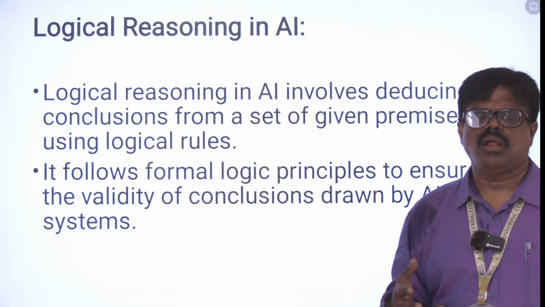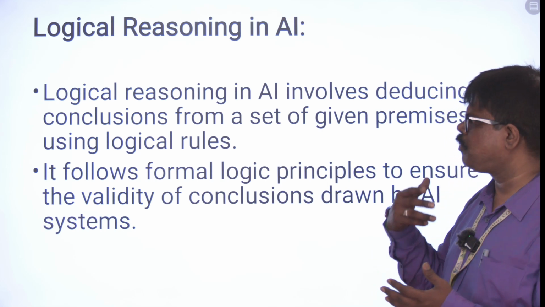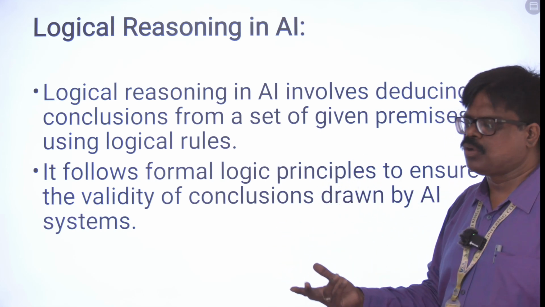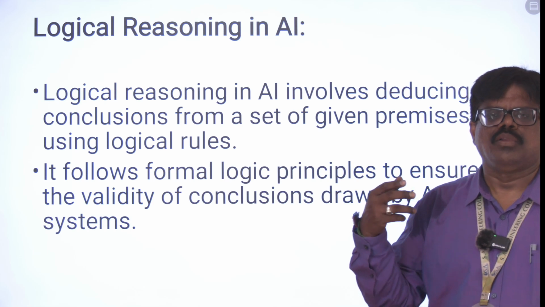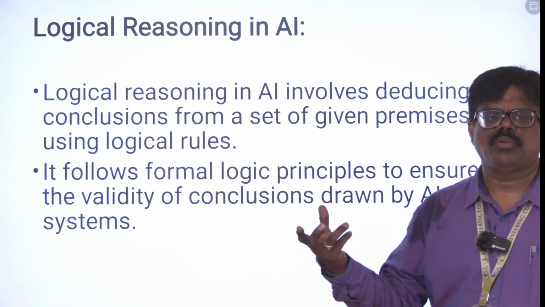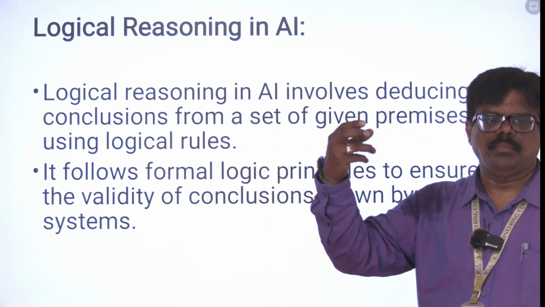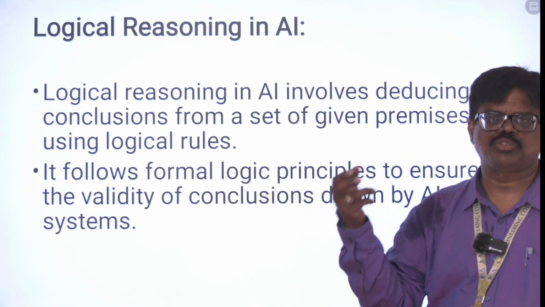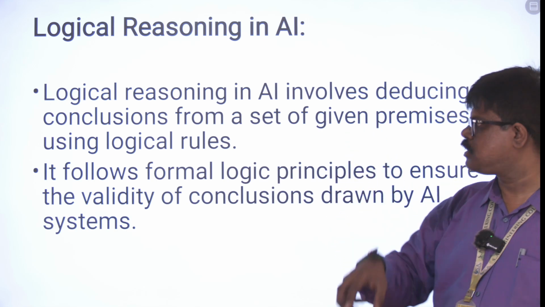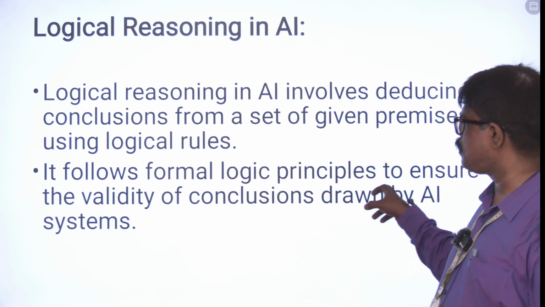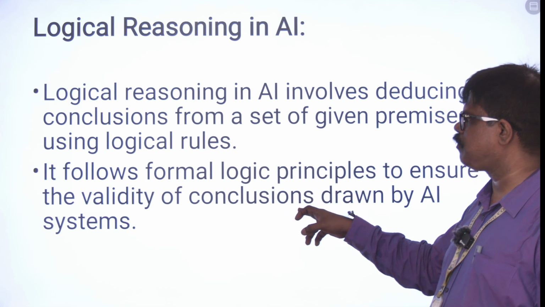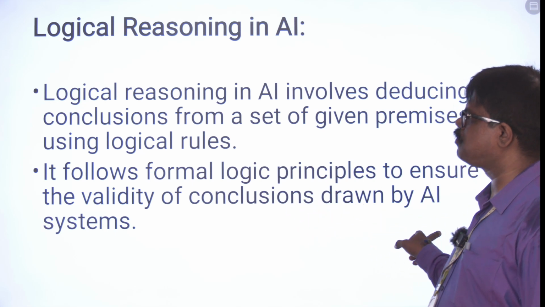Logical reasoning in AI. Logical reasoning is nothing but drawing conclusions based upon a set of logical rules. Like, if you have this much amount, you can buy this computer. This is an example of logical reasoning. So the input which is given to the computer should make use of this logical reasoning. It also follows logical principles to ensure the validity of conclusions drawn by the AI system.